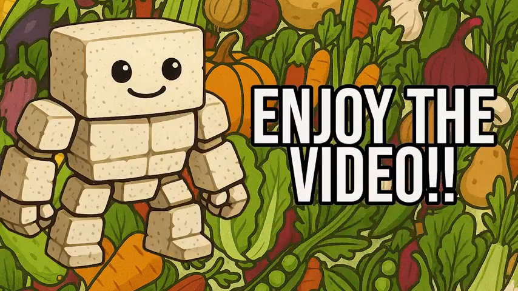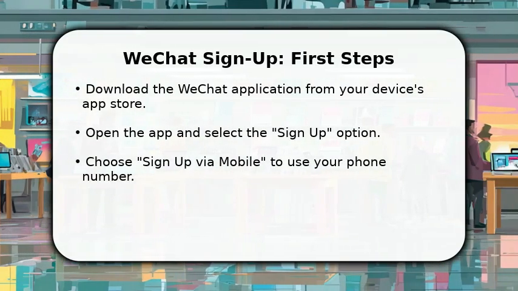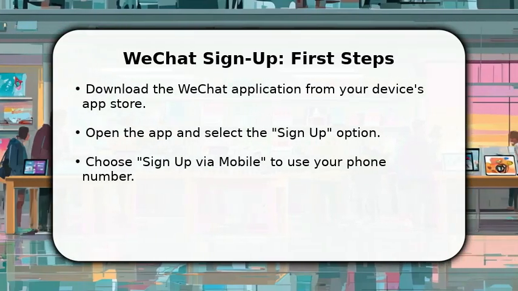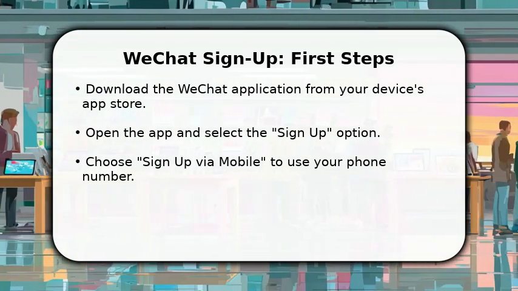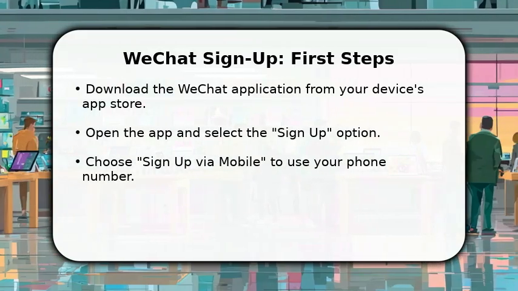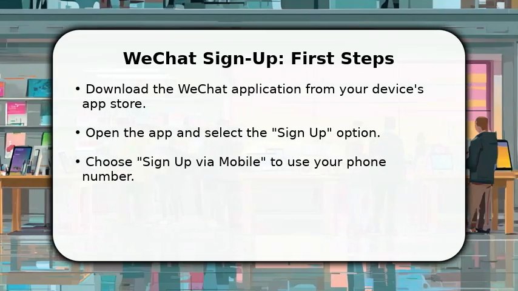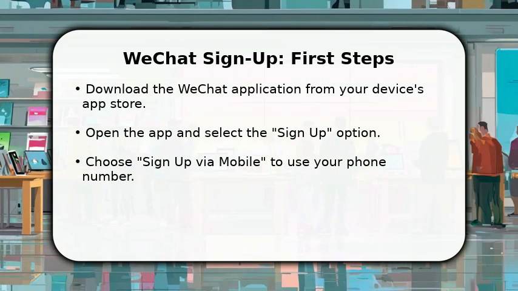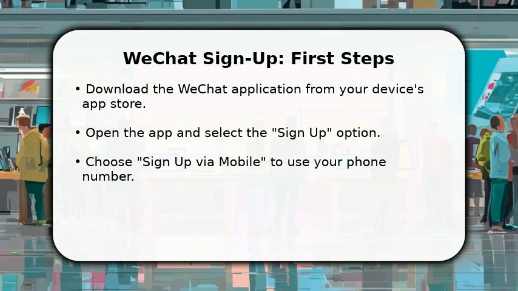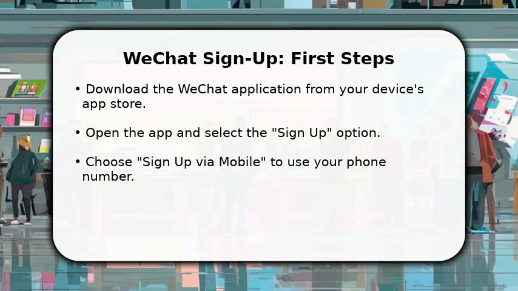Please enjoy the video. In this video, I will explain how to sign up on WeChat. First, download the WeChat application from your device's App Store, whether it's the Apple App Store or Google Play. Once installed, open the app and tap Sign Up. You'll then choose Sign Up via mobile to register with your phone number.